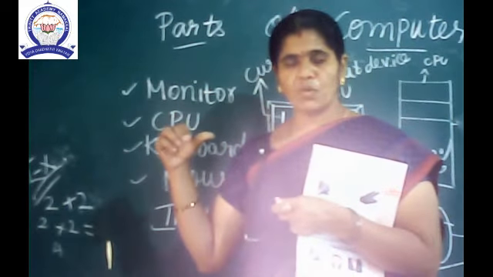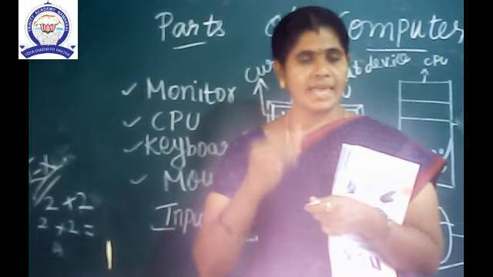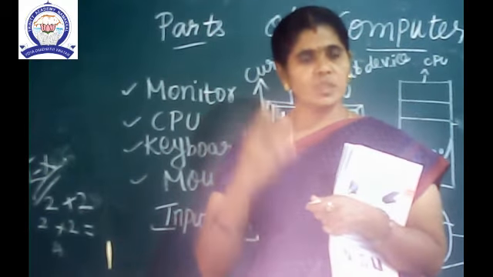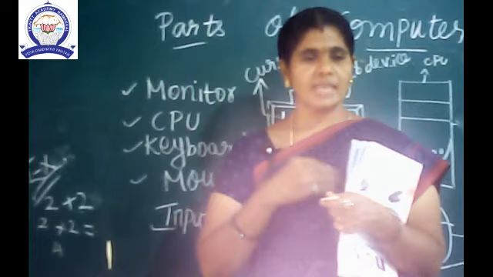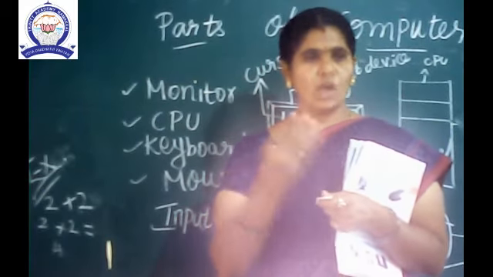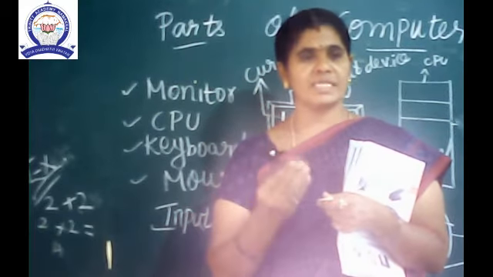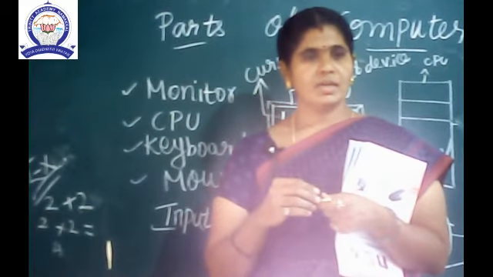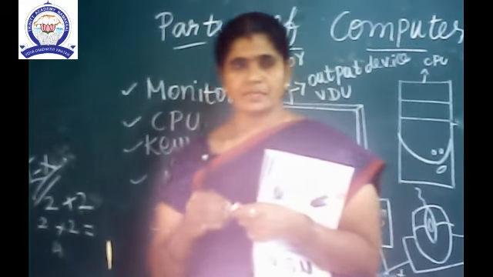Apart from these 4 parts, there are printer, scanner, joystick and speaker. Isn't it? This is all there in your book. Please go through the book along with the video. It's very helpful to understand in an easy method. Understand my dear? Okay. Very good.